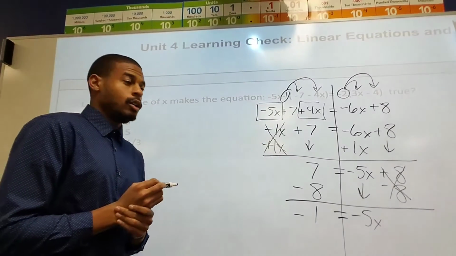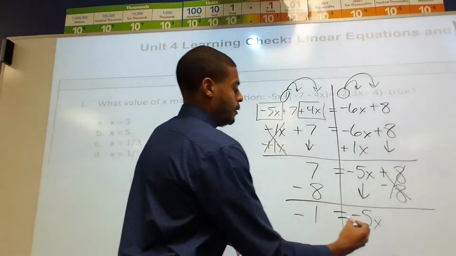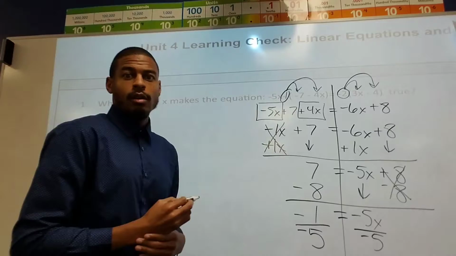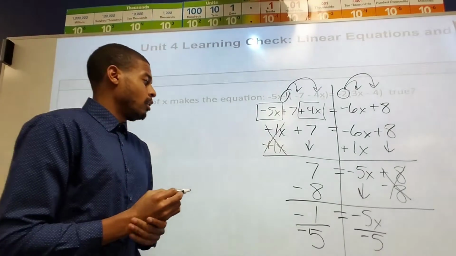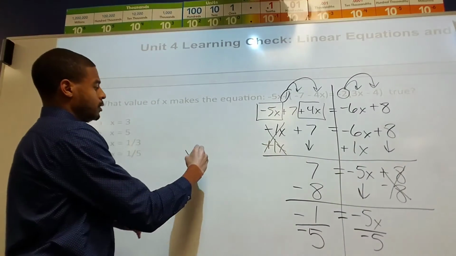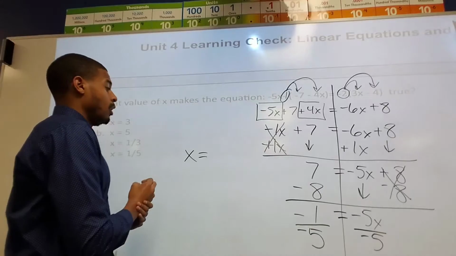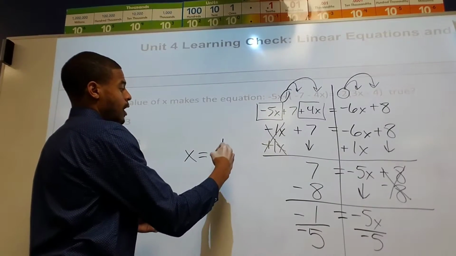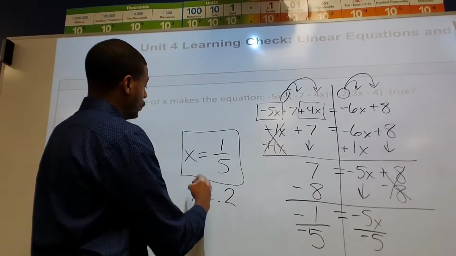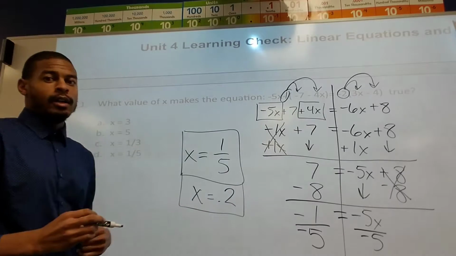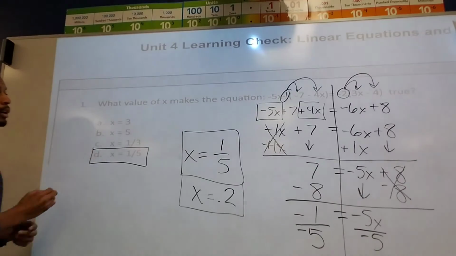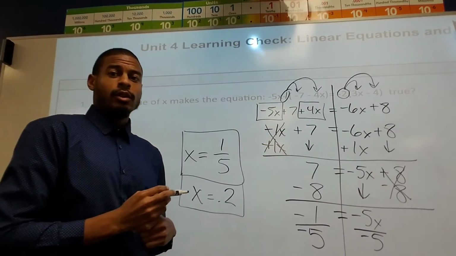Our last step is we're going to divide by negative 5 on both sides. Negative 1 divided by negative 5, we're going to leave that as a fraction, so x is going to equal positive 1/5, or x is equal to 0.2 in decimal form. So our answer choice for the first question is going to be D. And that's how you solve linear equations.